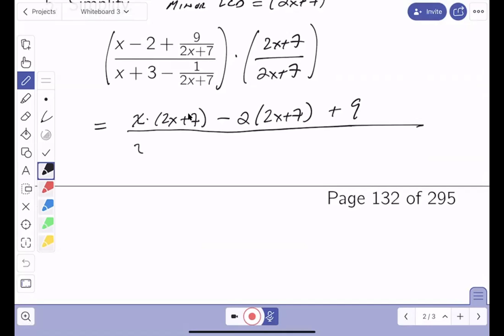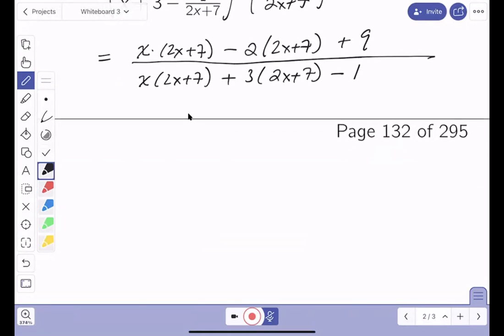Let's do the bottom. First term is x times 2x plus 7, plus 3 times 2x plus 7. That's the second term, by the way. Minus, what happens there? Again, the factor of 2x plus 7 would cancel off, minus 1. Let's keep moving forward.